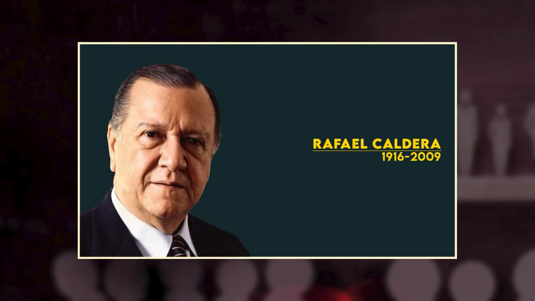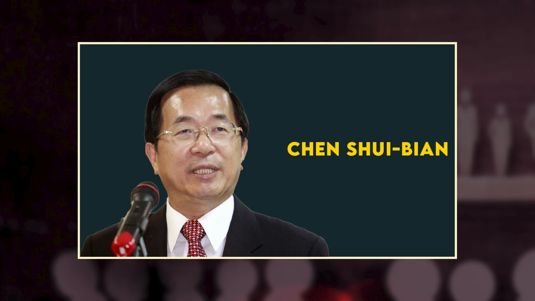Examples include Venezuela in 1993, when Rafael Caldera won the presidency with 30.5% of the popular vote. Taiwan experienced a major political shift in 2000 when the challenger Chen Shui-bian won the presidency with just 39% of the vote, less than 3% ahead of the next candidate.